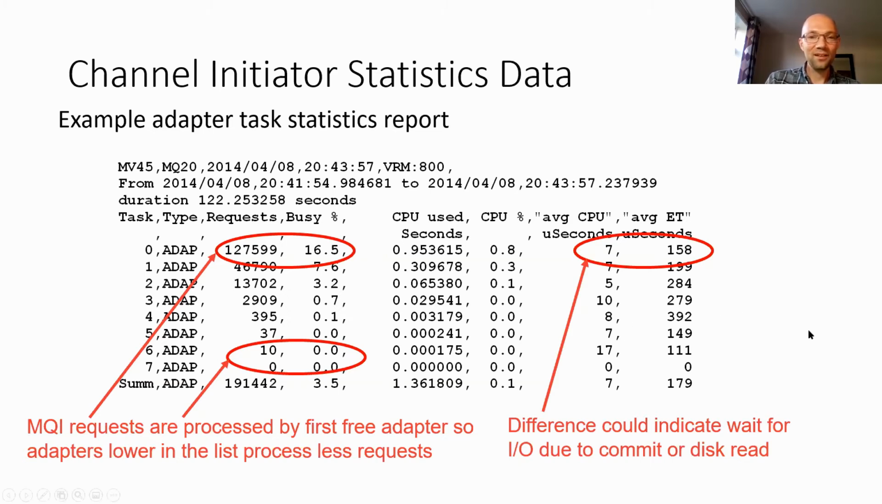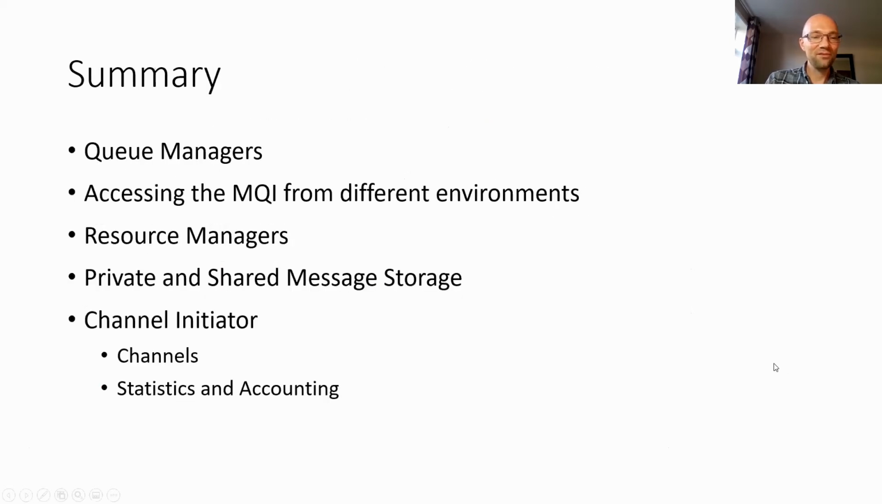So I think I'm out of time now, and I'm actually very close to the end anyway. So in summary, we have looked at, at least a little bit, how the queue manager and the channel initiator work, what goes on inside them, and how messages are stored on private and shared queues, and also covered some tips for how to design your applications to best make use of how the queue manager has been designed, or at least optimized to work.